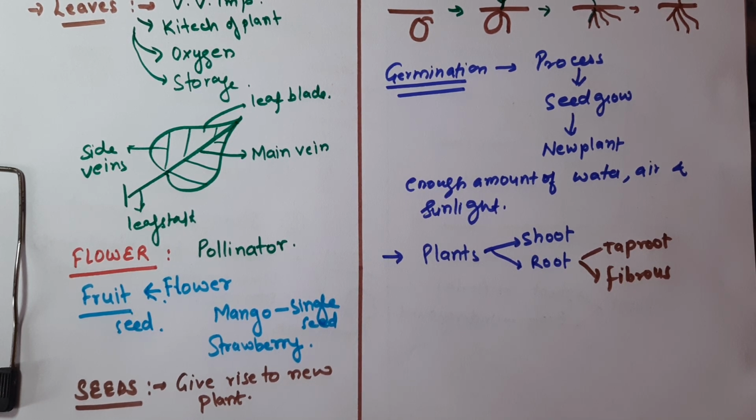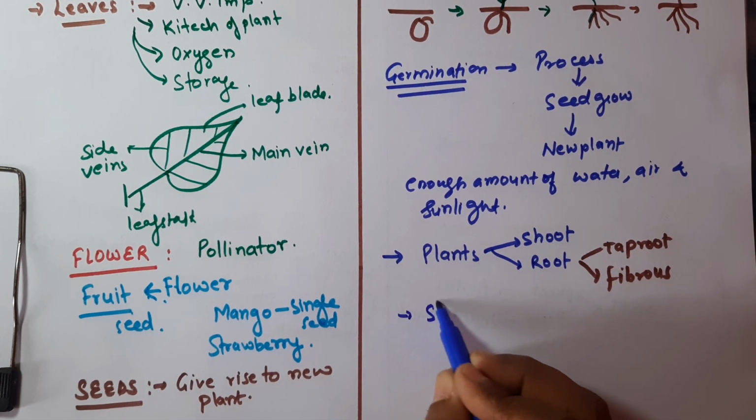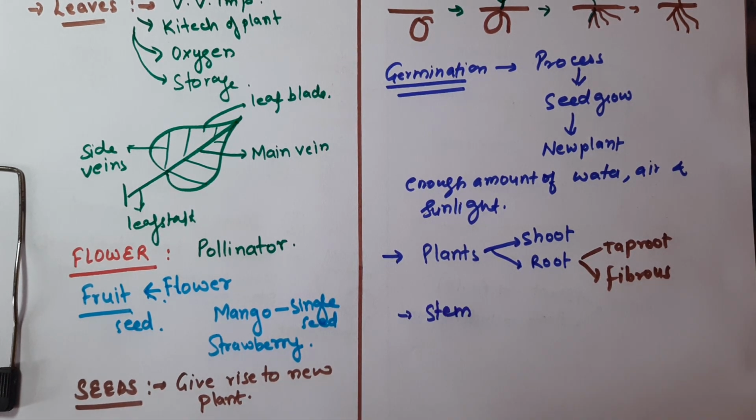Then the role of the root is to fix the plant in the soil, and it will help in the water and nutrient transport from the soil. If we talk about the stem, then the stem will act as aerial support to the plant, and it will also help in water and nutrient transport and making food in the plant for some species.